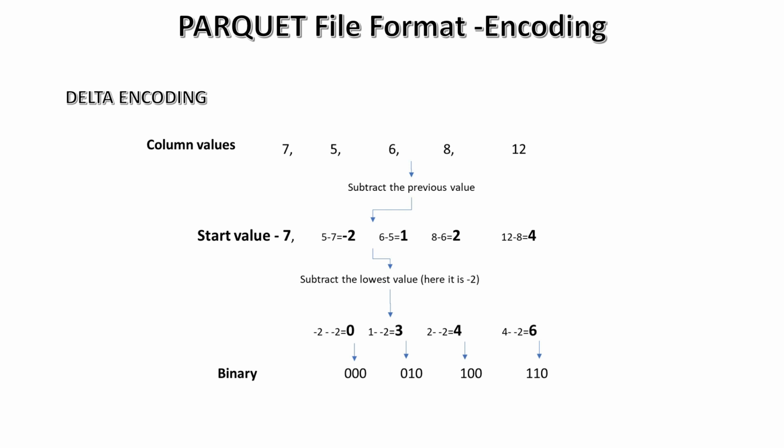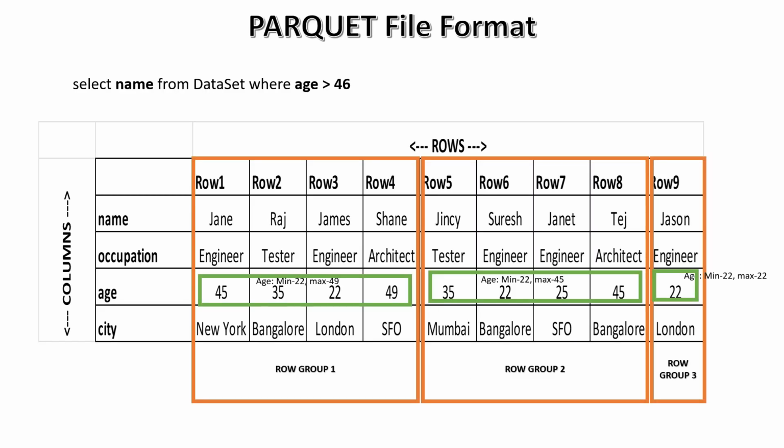Now we can add the bit packed encoding. So 6 can be represented with 3 bits and all the other values can be represented with 3 bits itself. So we have 4 values to be stored. So the total bits required is 4 into 3, 12 bits, plus the start value. So far we have seen how the Parquet file is stored and what the encodings are.